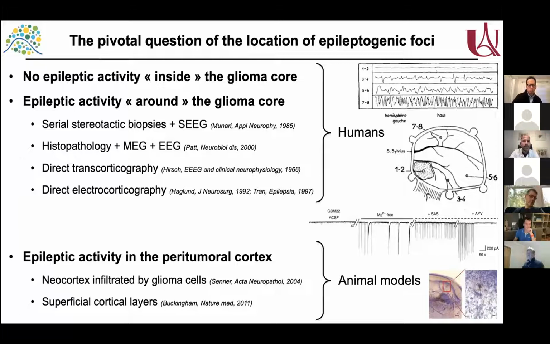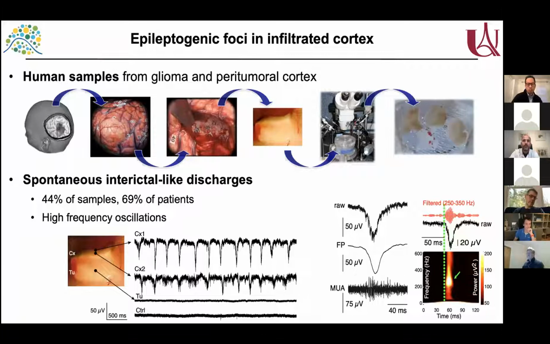To enhance this pivotal question, my group made neurophysiological recordings of human samples obtained within and outside glioma during surgical resection performed with functional brain mapping. These samples were maintained alive for a couple of hours under physiological conditions, and electrophysiological recordings were made. It allowed recording spontaneous interictal-like epileptiform discharges that you can identify in the example on the left, that were defined and identified as epileptic because they were nested with high-frequency oscillations, which are a hallmark of epileptic activity.